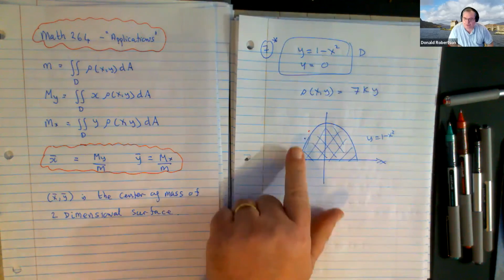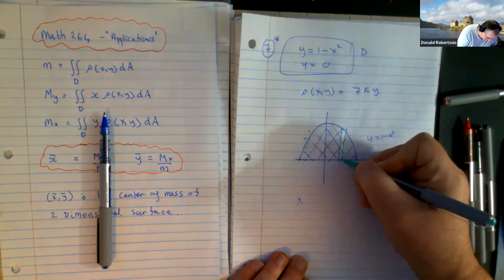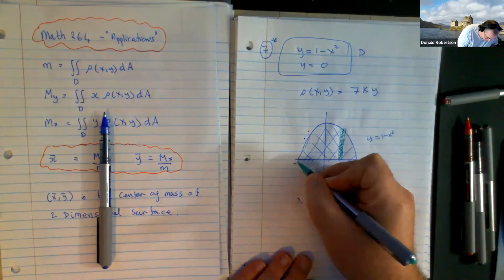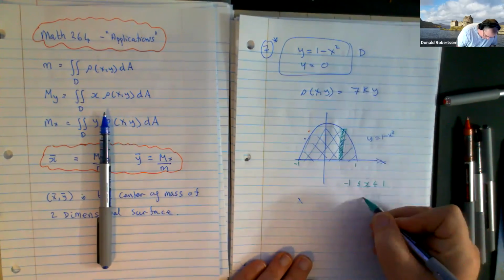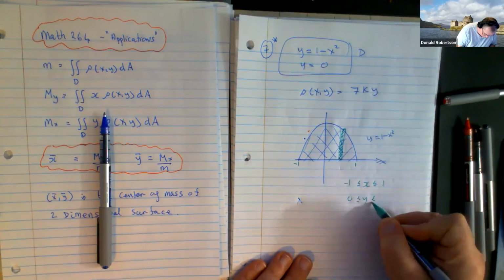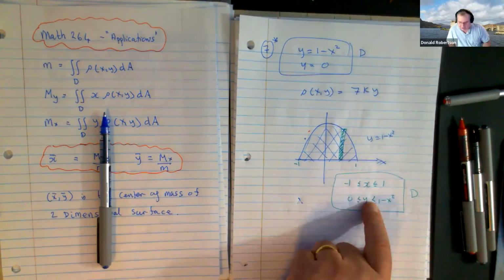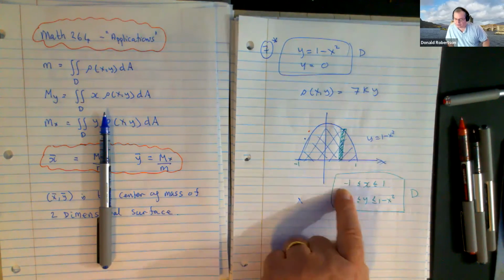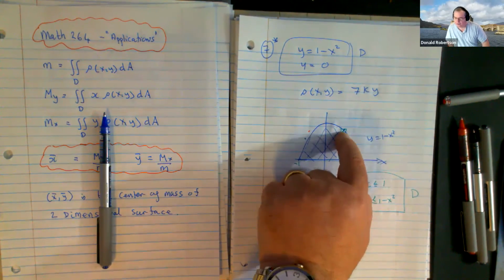Would you agree that we will do vertical rectangles to generate this one? A typical rectangle would be something like this. That gives me an x value that goes from -1 to 1. And the y value is 0 on the low side, and on the curve, 1 minus x squared on the high side. Are you comfortable with those as the limits of integration? X goes from -1, scanning to 1. The rectangle starts at 0 and climbs to the curve.